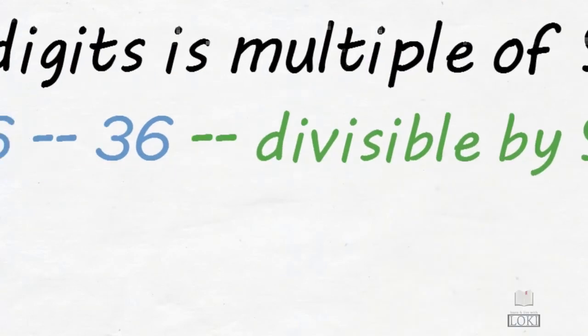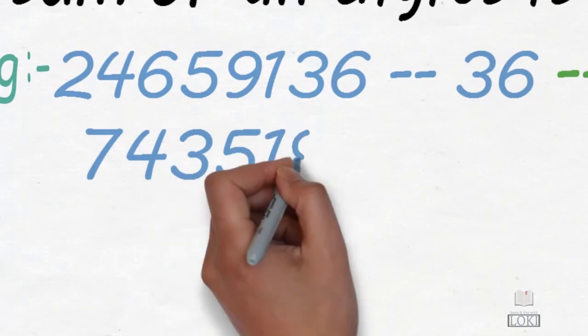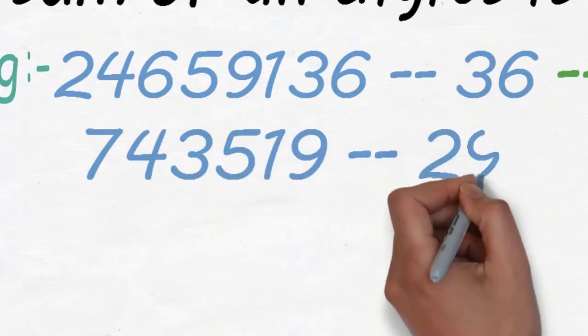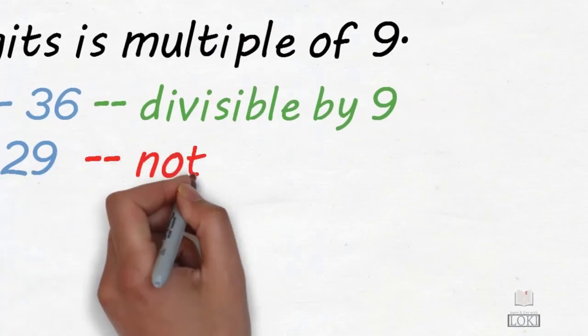And here comes the next number, 7, 4, 3, 5, 1, 9. The sum of all these digits is 29. But 29 is not divisible by 9. So we can conclude that this number is not divisible by 9.